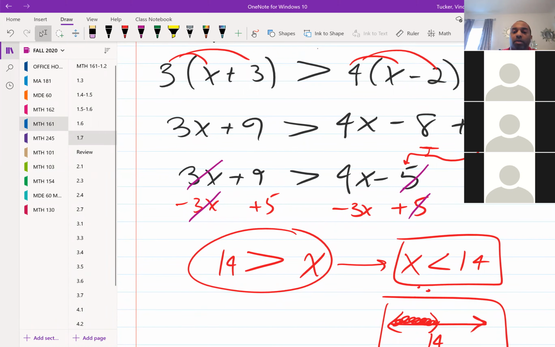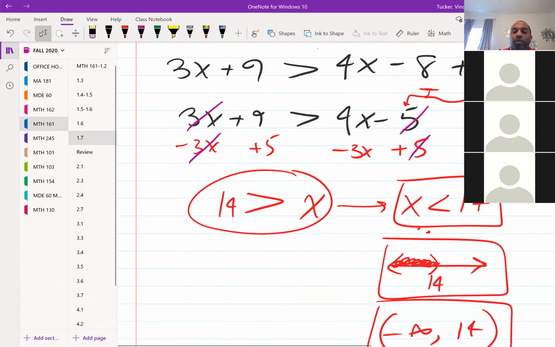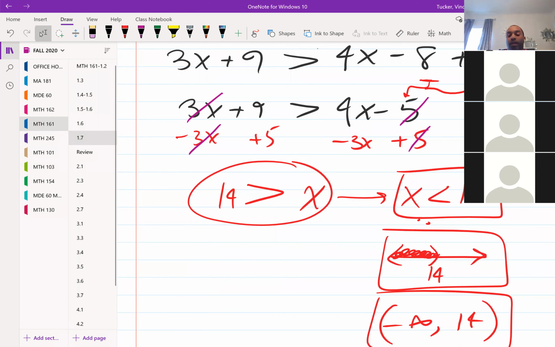All right, any questions? So x is less than 14, so you want all the values less than 14, or to the left of 14, so you shade to the left using parentheses. And negative infinity to 14 is our interval notation, parentheses over each.